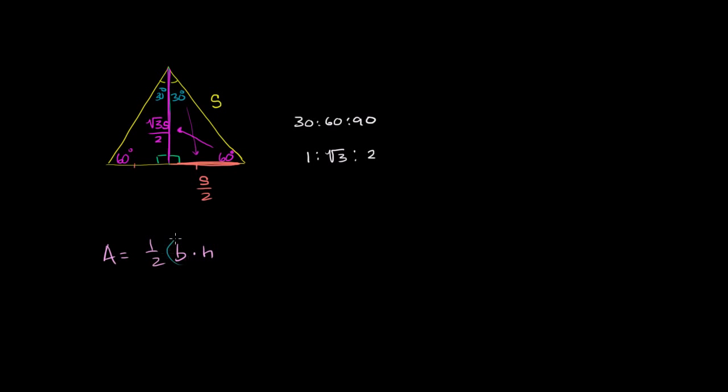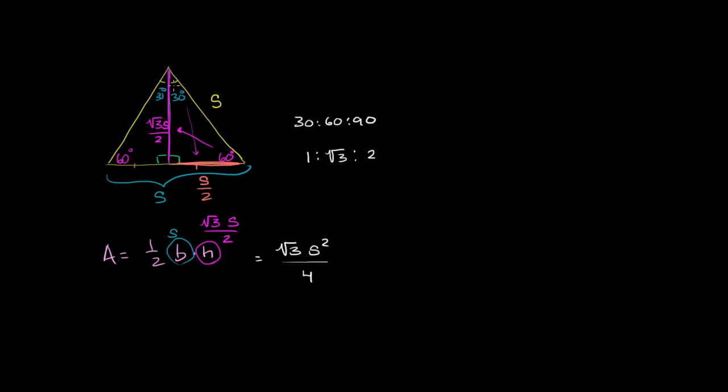Well, what is the base of the triangle? Well, the entire base of the triangle right over here is S. So that is going to be S. And what is the height of the triangle? Well, we just figured that out. It is square root of 3 times S over 2. And we just multiply that out, and we get, let's see, in the numerator, you get a square root of 3 times 1 times S times S. That is square root of 3 times S squared. And in the denominator, we have a 2 times a 2, all of that over 4.